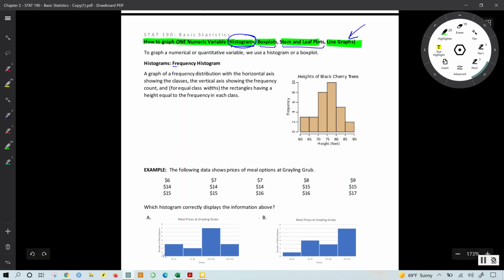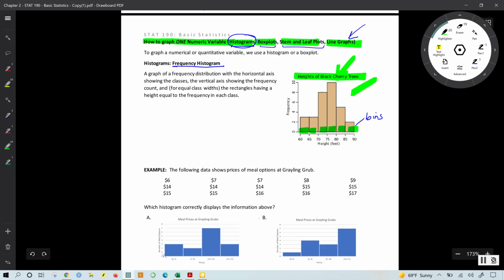A histogram can be drawn using the frequencies of the counts in each class, in which case it is called a frequency histogram. We can also use a relative frequency histogram to depict the distribution of values of the continuous quantitative variable. So, in this picture, we see the heights of black cherry trees, and you will see the different classes there, or the different bins, B-I-N-S.